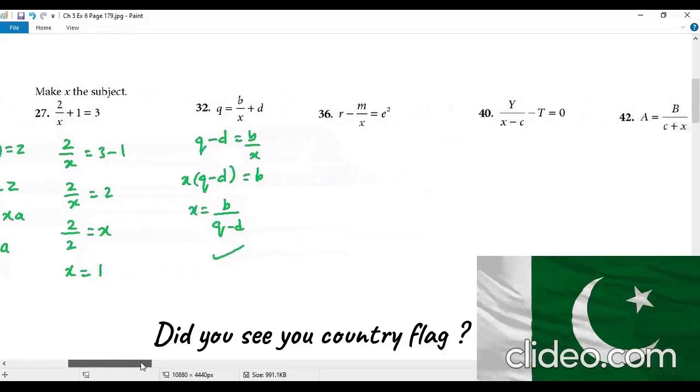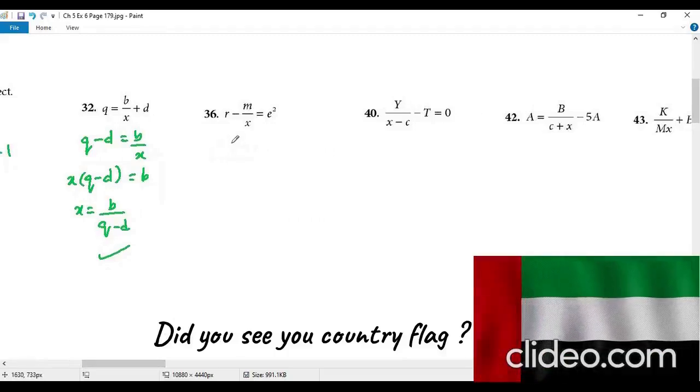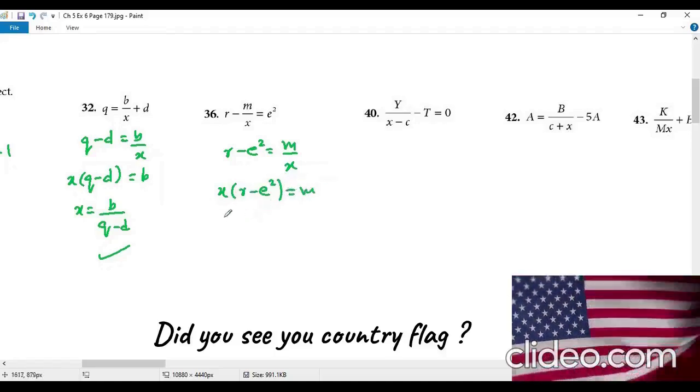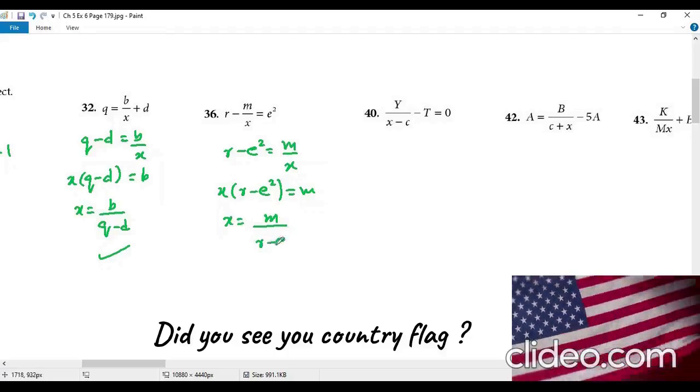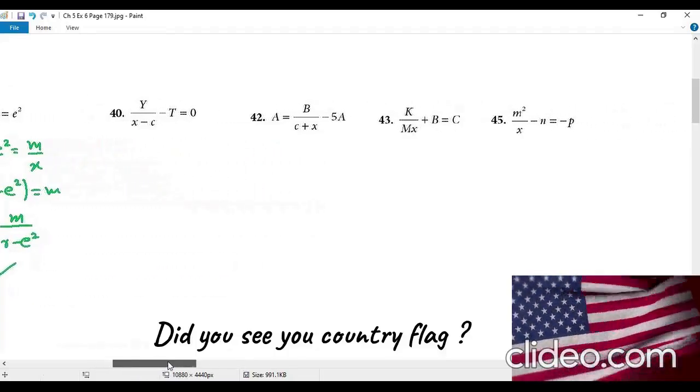Now question number 36, it says R minus M over X. So we are having X as a subject. What I will do is I will bring minus E square this side and bring M over X on the other side. X is dividing, so X is going to the other side and multiply by E square equals M, and X is going to stay here, and M over R minus E square is going to be your final answer, and you will get full marks if you are getting this question in the test.